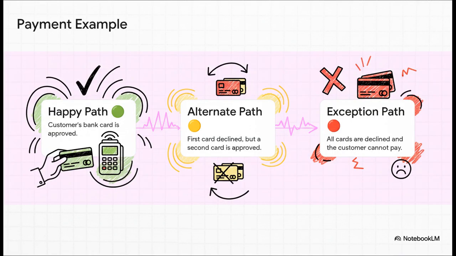Let's use a super common example, paying for something online. The happy path, green light. Your card is approved on the first try. The alternate path, amber light. Your first card is declined, but you enter a second one and it goes through. You still get your item. The exception path, red light. All your cards are declined and the purchase can't be completed. A solid user flow plans for all three outcomes.